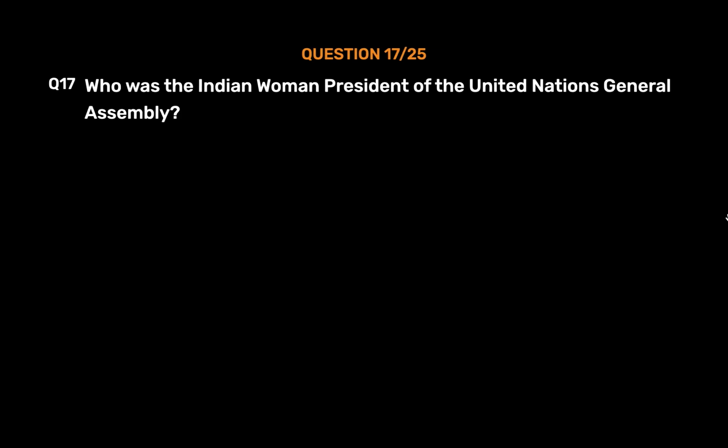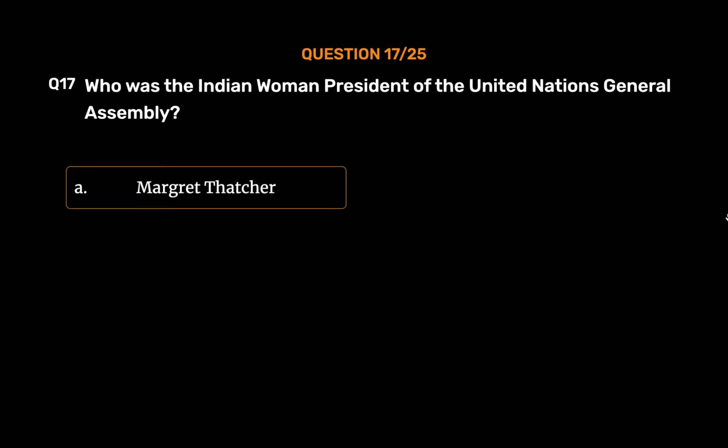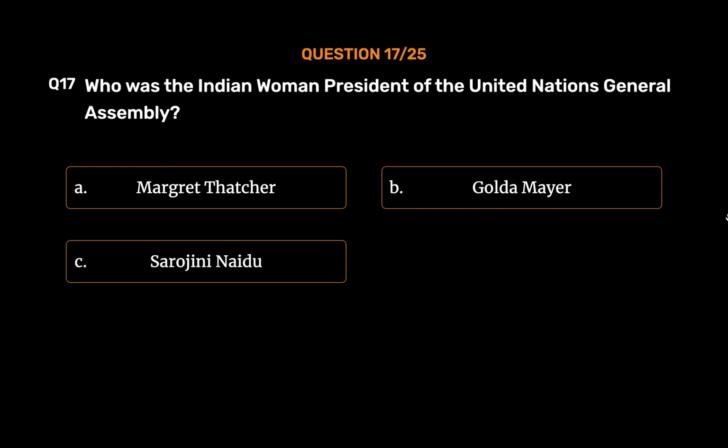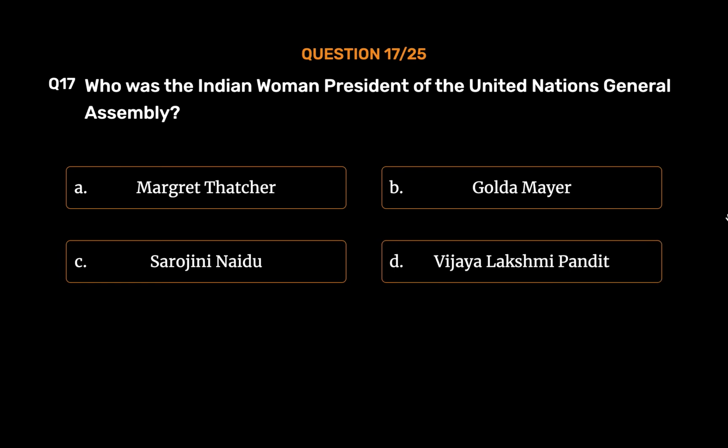Question number 17. Who was the Indian woman president of the United Nations General Assembly? Option A. Margaret Thatcher. Option B. Golda Meir. Option C. Sarojini Naidu. Option D. Vijayalakshmi Pandit. The correct answer is option D.